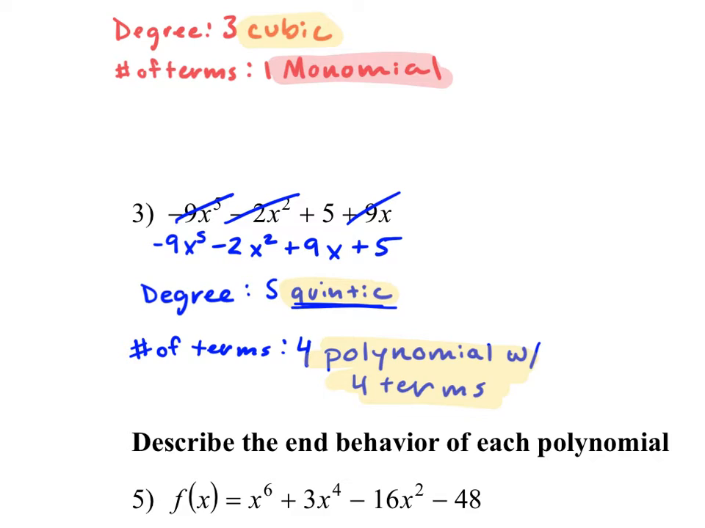So you have to put it in standard form first, and then look at your highest degree and the number of terms. So even if it doesn't ask for it in standard form, you may need to put it in standard form to then classify it by degree and number of terms.